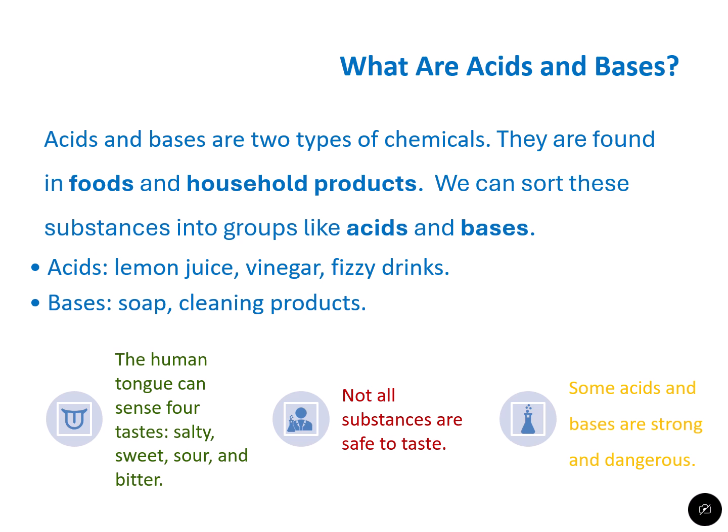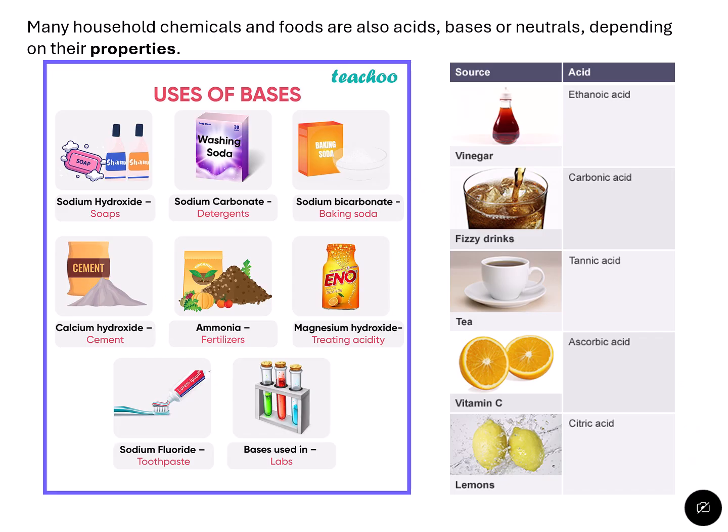Now you must know that the human tongue can actually taste whether something is an acid or base. So there's four tastes: salty, sweet, sour, and bitter. But not all substances are actually safe to taste because some are very, very strong acids and some are very, very strong bases. So you can't always just taste because it's not safe to put anything into your mouth.